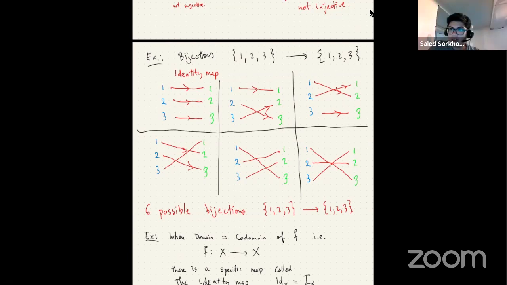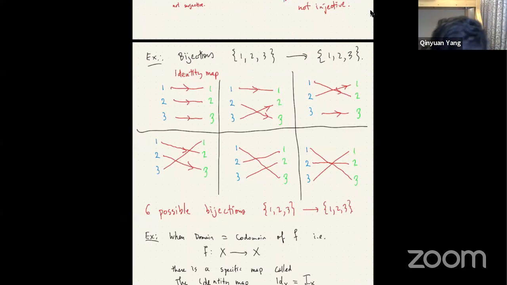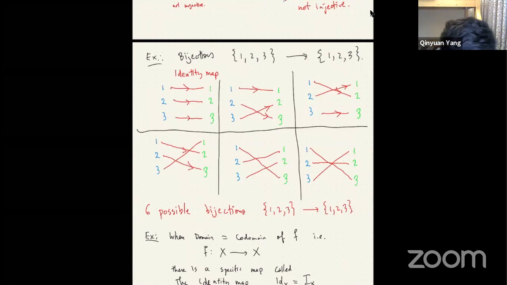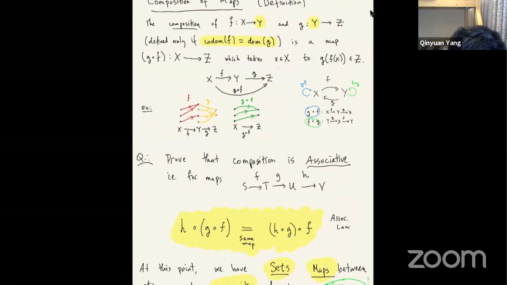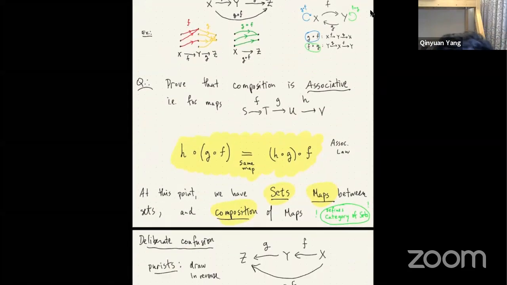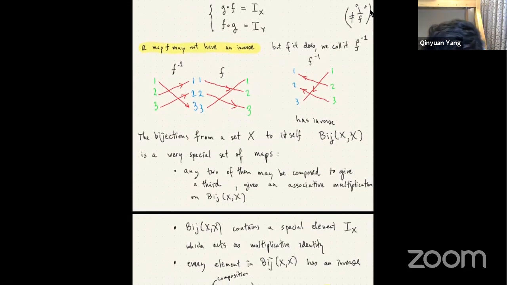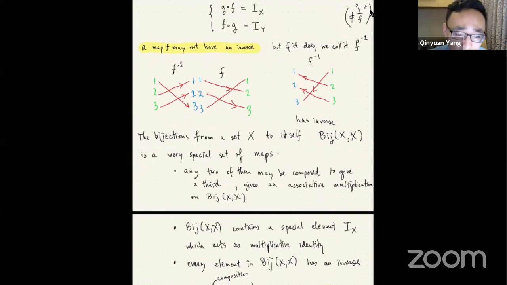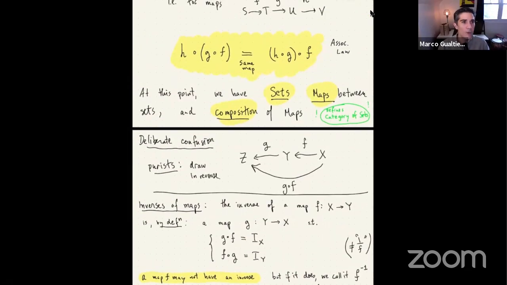Kin Yuan has a question. I have a question about the bijection from the set to itself. What does it mean that any 2 of them may be composed to give a third, given an associative multiplication? What does associative multiplication mean here? I don't really understand that.